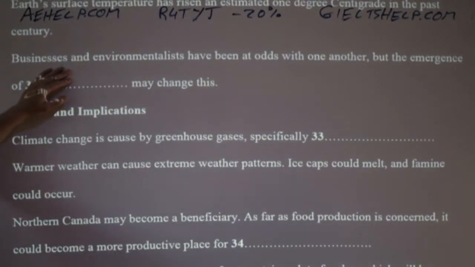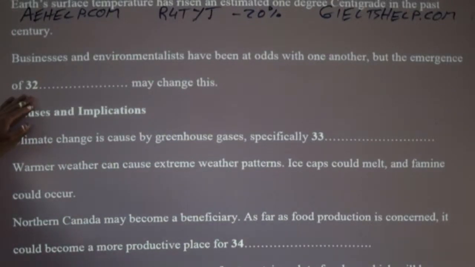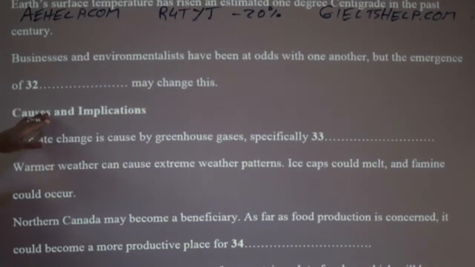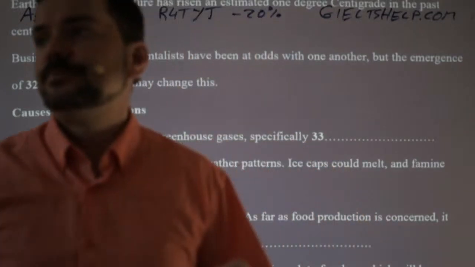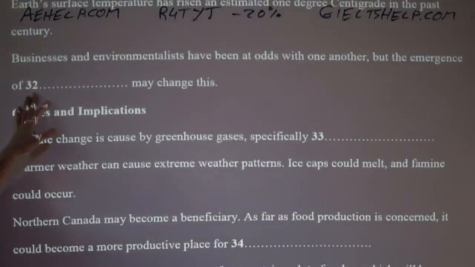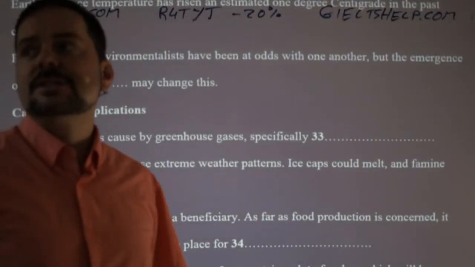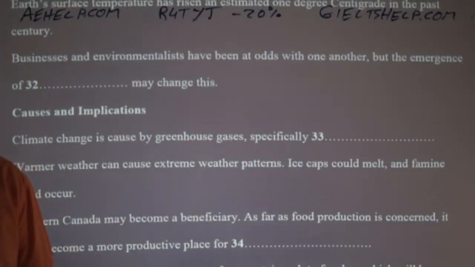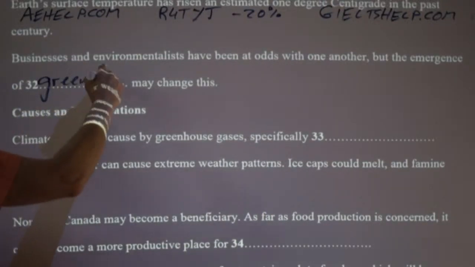All right. So businesses and environmentalists have been at odds with one another, but the emergence of something may change this. So what has emerged to change this? Okay, so what, it's a noun here. Carolina says green products. Sammy says green products. Jensia says green. It is green products, and all lowercase again is okay. So green products.